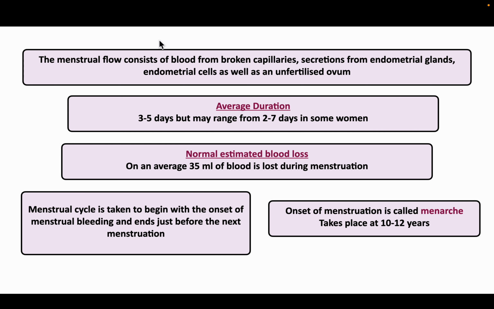Now, this menstrual flow consists of blood from broken capillaries, secretions from endometrial glands, endometrial cells, as well as an unfertilized ovum. The average duration of this period is 3 to 5 days but may range from 2 to 7 days in some women. Normal estimated blood loss is on an average 35 ml of blood. Then menstrual cycle is taken to begin with the onset of menstrual bleeding and ends just before the next menstruation. So that is the menstrual cycle. Then onset of menstruation is called menarche, which takes place at 10 to 12 years.